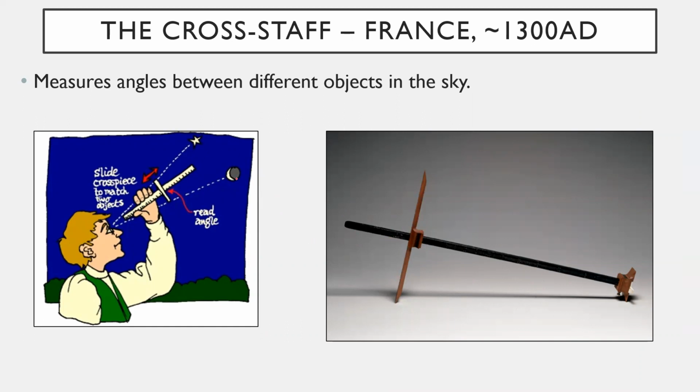So if you wanted to find the angle between two stars, you'd use a cross staff for that. And again, that originated in France. Not that you need to know that or anything, just an FYI.